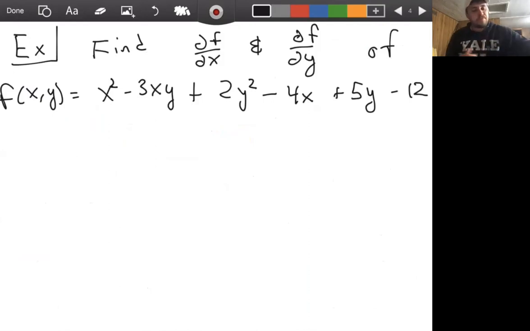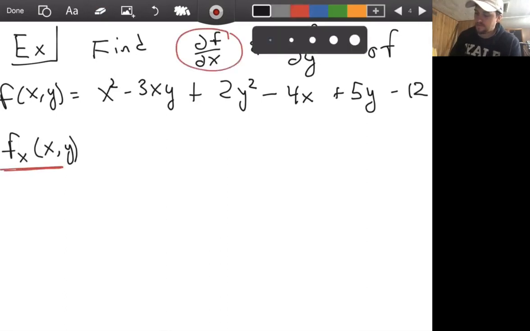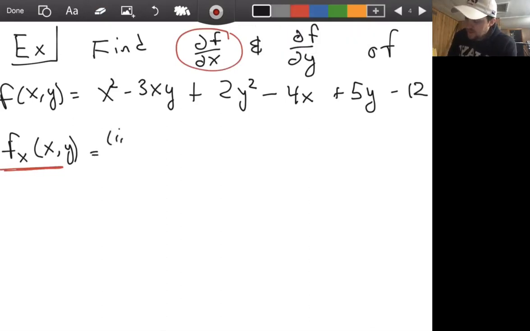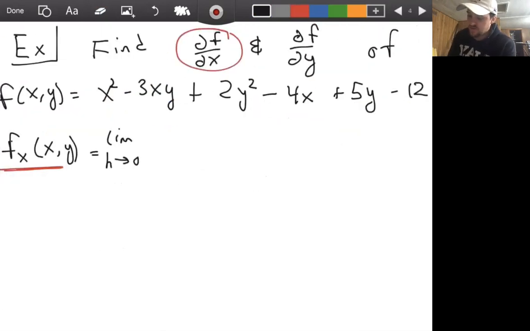All right. So let's find, I can write this as f sub x of (x, y). Remember, this subscript x means to take the partial derivative with respect to x. So this is df/dx, or del f del x. Now, it's going to be the limit as h approaches 0 of, let's go back to our definition, f(x + h, y). So what is f(x + h, y)?